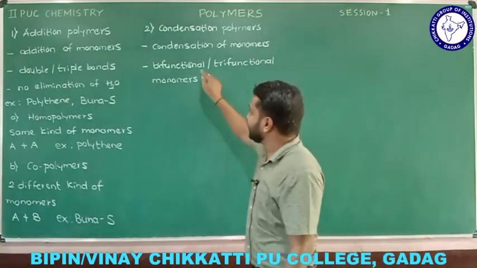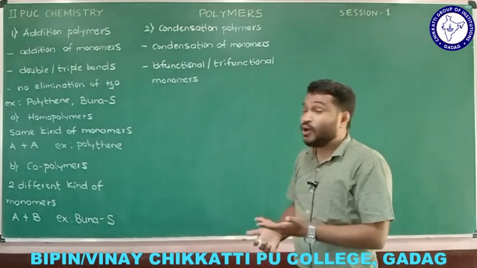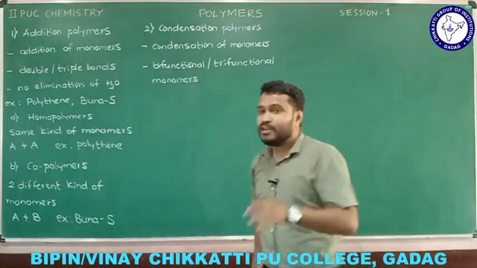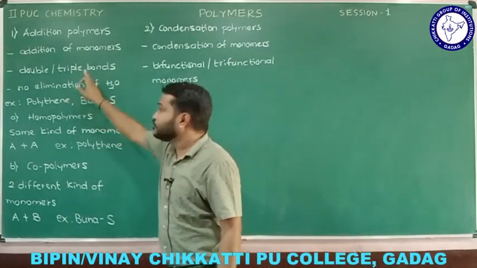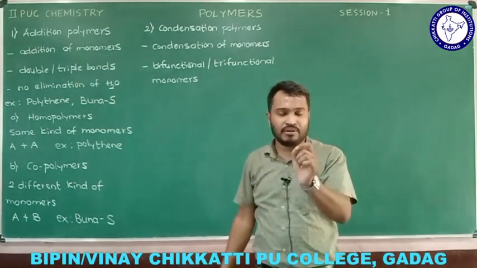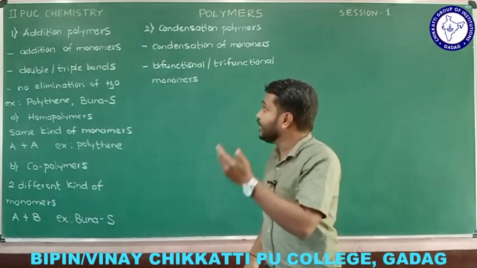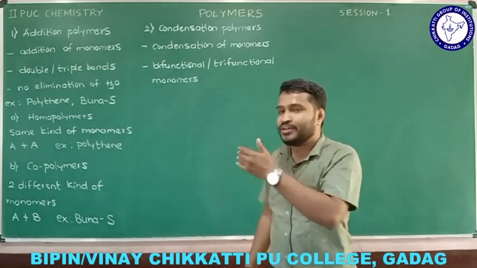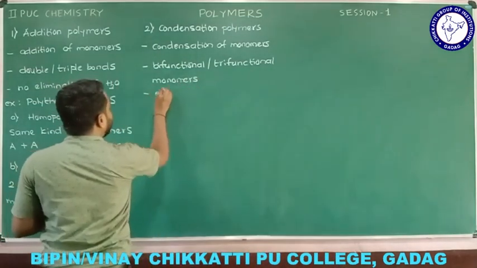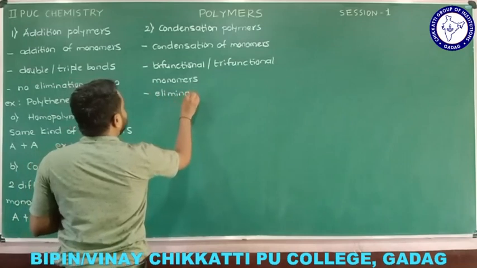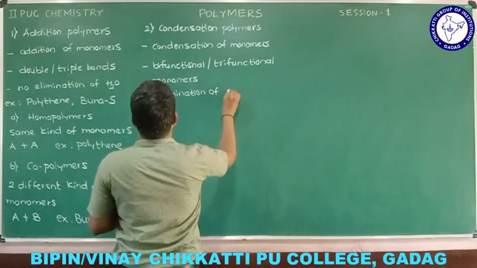So if there is a case of bifunctional and trifunctional monomers, the polymer we are going to get will be a condensation polymer. Whereas in case of addition polymers, the nature of the monomer will be either a carbon-carbon double bond or a carbon-carbon triple bond. So by observing the nature of monomers, we can tell what kind of polymer we are going to get. And one more key point, a very important one: there is elimination of simple molecules like water.